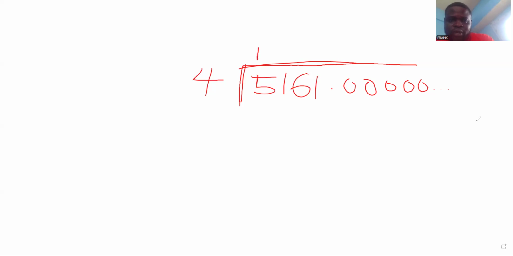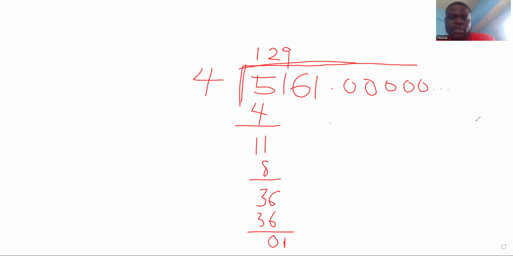4 into 5 is 1. 4 times 1 is 4. Remainder of 1. The next digit is 1. 4 into 11 is 2. 4 times 2 is 8. Remainder of 3. Next digit 6. 4 into 36 is 9. 4 times 9 is 36. Remainder of 0. Next digit 1 attached. 4 into 1 is 0. 4 times 0 is 0. So we have 1 minus 0, 1. We are done with the whole number part. We are now in the decimal part.